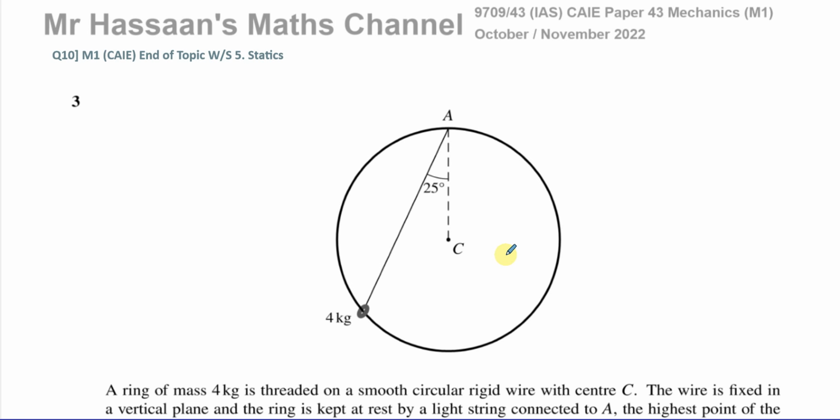This question is from the October-November 2022 International A-Level Mechanics Cambridge syllabus. It says 9709, paper 4, variant 3. This is question number 3 from that paper and number 10 from my end of topic worksheet on the topic of statics in my Cambridge M1 collection.